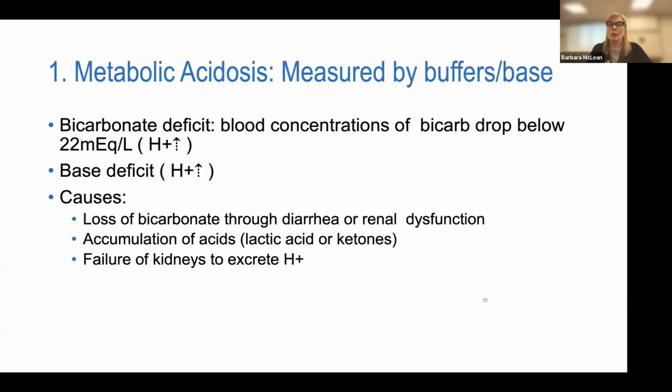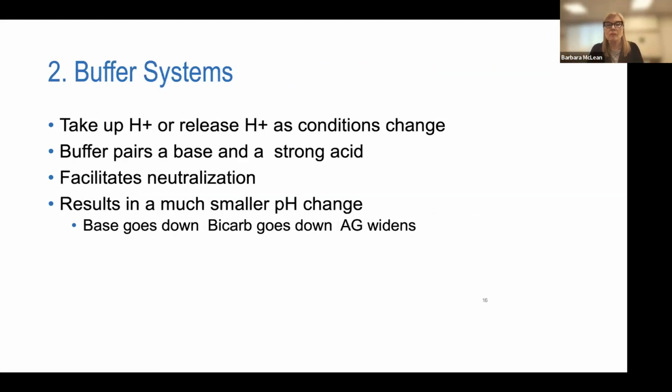Really, really important. So again, in summary, metabolic acidosis is measured by buffers and base. Bicarb down, acid up. Base is in deficit, acid is up. Remember, it's because I'm making more acid and I might not be excreting them. I maybe lost a lot of bicarb, which also then will cause metabolic acidosis through diarrhea or through severe renal dysfunction or through polyuria. The buffer systems, that's bicarb, that's phosphate, that's albumin, magnesium, those actually take up the hydrogen. So providing that base neutralizes that strong acid. Okay, so really, really important.